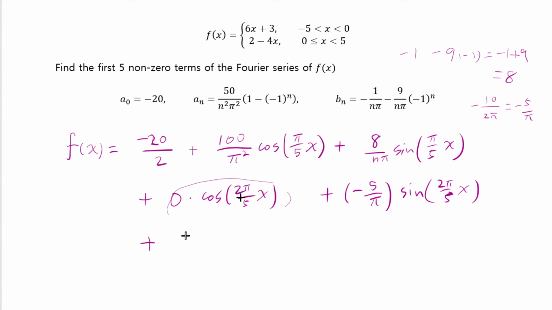So let's go to A3. When you plug in 3, 1 minus negative 1 to the third power is 1 minus negative 1, so that's again 2. 2 times 50 is 100. N is 3, so it's 100 over 9 pi squared cosine 3 pi over 5x and plus and so on. Okay, so that's the Fourier series. And if we add like 1,000 terms, it would be very similar to this piecewise function given.